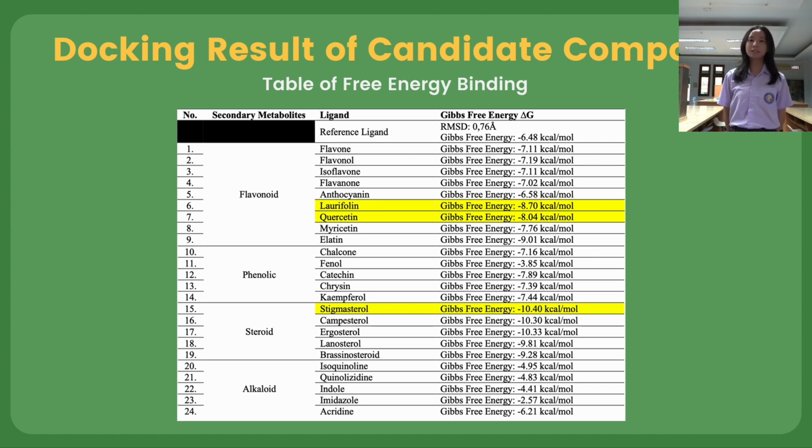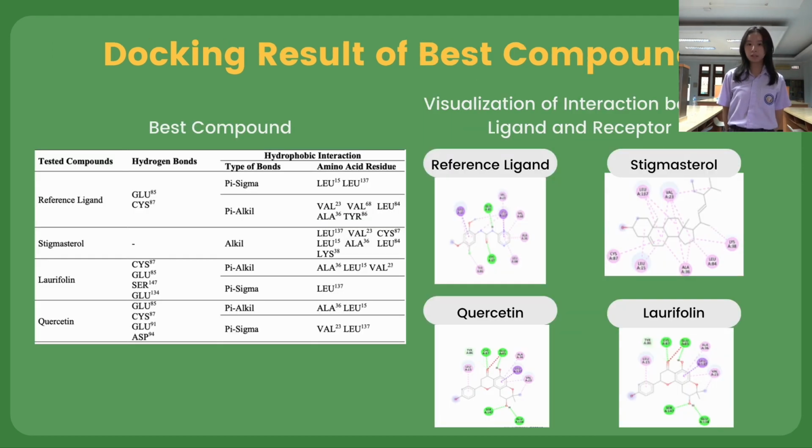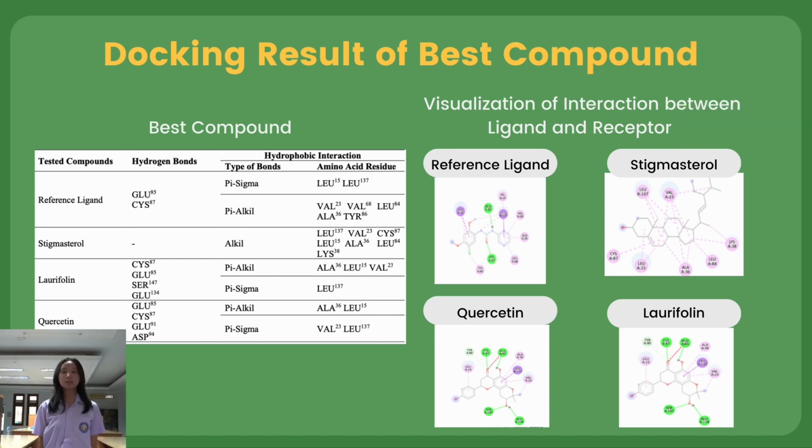And then after the reference ligand, we continue to dock the candidate compounds. So this is the table of free energy binding results. From here we got 3 best compound results, which are laurifolin, quercetin, and stigmasterol. From here we can conclude that they have a more negative Gibbs free energy value than the reference ligand. So from the best compounds, we then proceed to use Discovery Studio Visualizer.